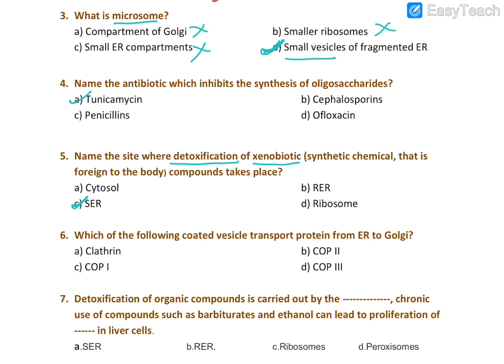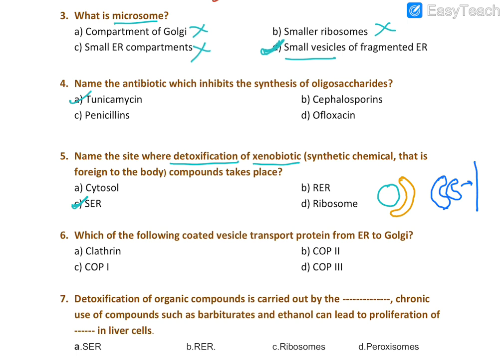Then coming to the next one: which of the following coated vesicles transports protein from the endoplasmic reticulum to the Golgi apparatus? If you take the nucleus, for example, surrounding this nucleus you find the endoplasmic reticulum, then you find the Golgi apparatus. The convex region of the Golgi apparatus is present towards the endoplasmic reticulum. The concave region of the Golgi apparatus is present toward the cell membrane. For example, there is a cell membrane.